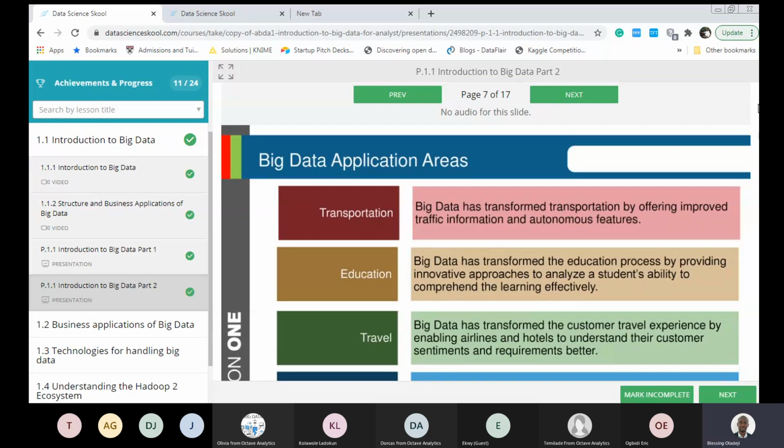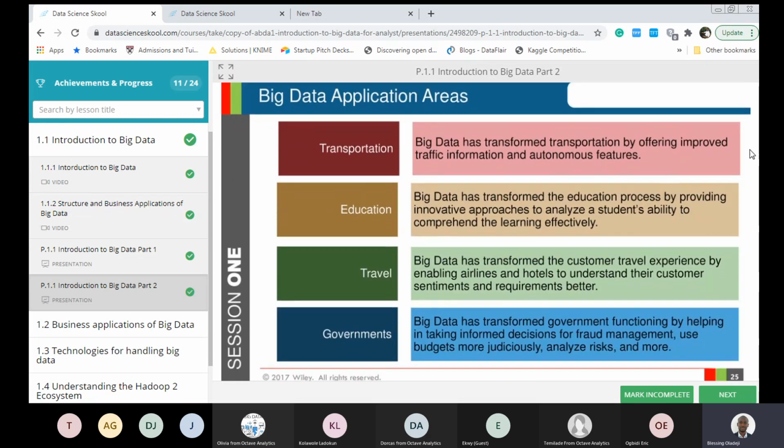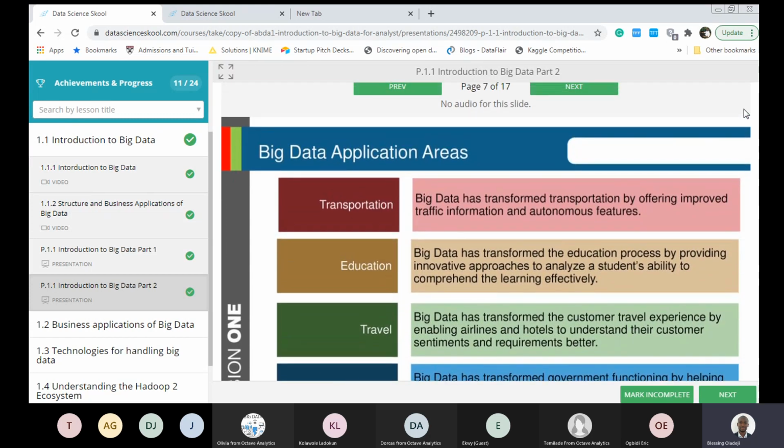In terms of application, I've given a lot of applications of big data, so I'm not going to spend time on this. In your material, you are going to see the different applications of big data in transportation, in education, in travel business, even in the government business.